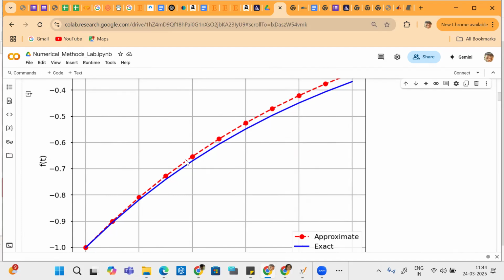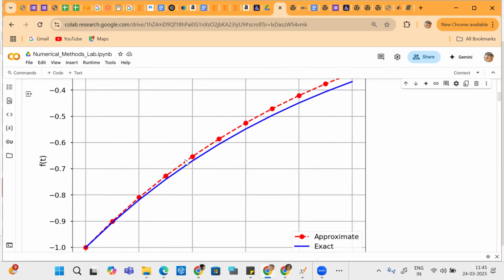Because you keep on iterating: y i plus 1, y1, then y2, then y3, and so on. Every iteration you are generating error, and every iteration you are storing the error again and again. So error builds up.